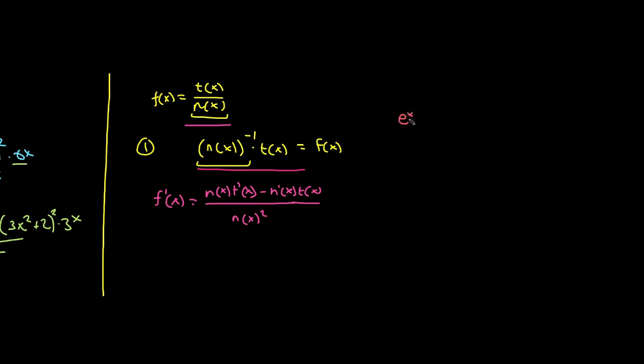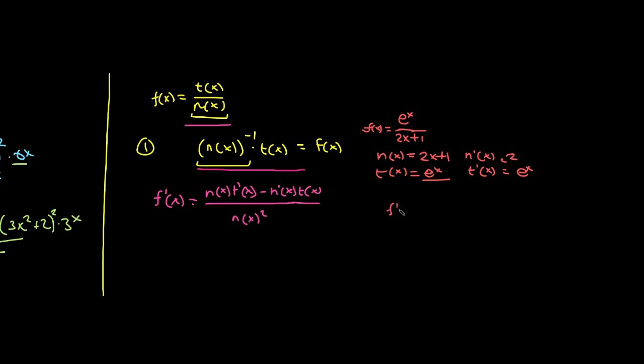Now we'll do e to the x divided by 2x plus 1. Like that. First of all, what is our n? Our n is 2x plus 1, and our t is e to the x. Now we'll take the derivatives. These ones are easy enough, I hope. The derivative of e to the x just becomes e to the x, very nice, and the derivative of 2x plus 1 just becomes 2.